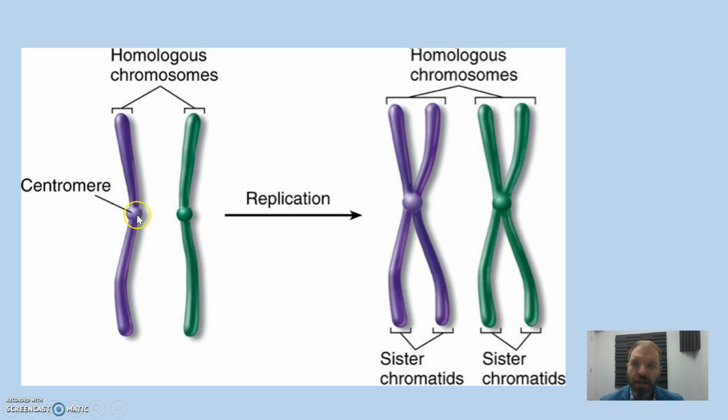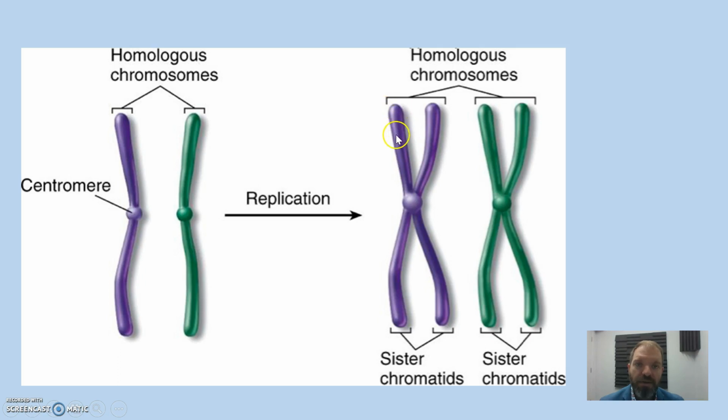They're genetically different but have the same genes in the same locations, and so you have two copies of each gene. There's a position on the chromosome called a centromere, and this is used for attaching chromosomes to other chromosomes. When the DNA is replicated, all of the genes on this purple chromosome, all of this DNA is copied, and the same for the green one, and it remains attached to the other copy at the centromere. So now we have what we call sister chromatids.